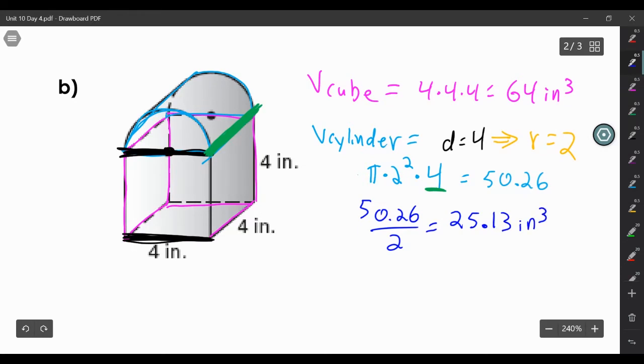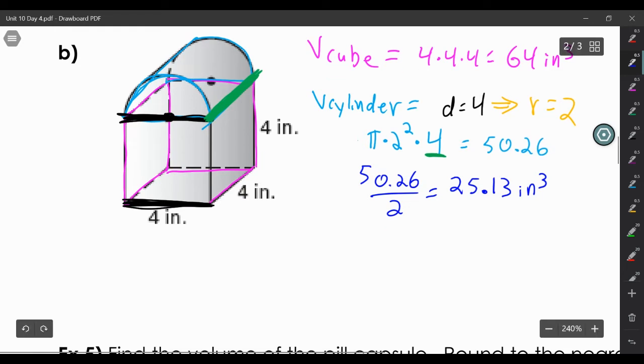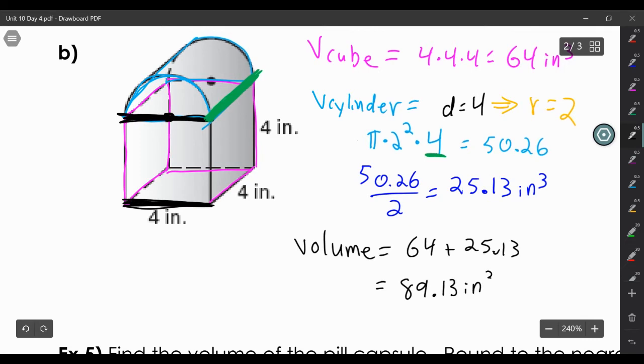So now that we have the 2 shapes, the cube and the half cylinder, we can go ahead and say, okay, the volume is going to be 64 plus 25.13, which gives us 89.13 cubic inches.